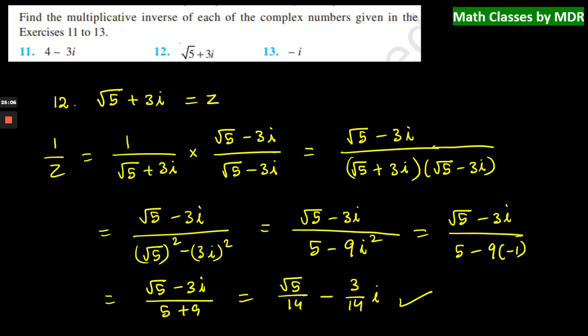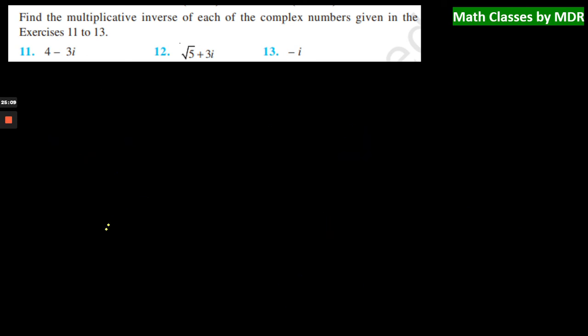So now let us start with the 13th one. The 13th one is minus i. It looks very simple. Of course it is. Let's say that z equals minus i. So the multiplicative inverse is 1 by z, that is equal to 1 by minus i. Now just multiply it by i upon i. Whenever you multiply i upon i, it is nothing but 1, and when you multiply anything by 1, the value does not change. That is what we do here.